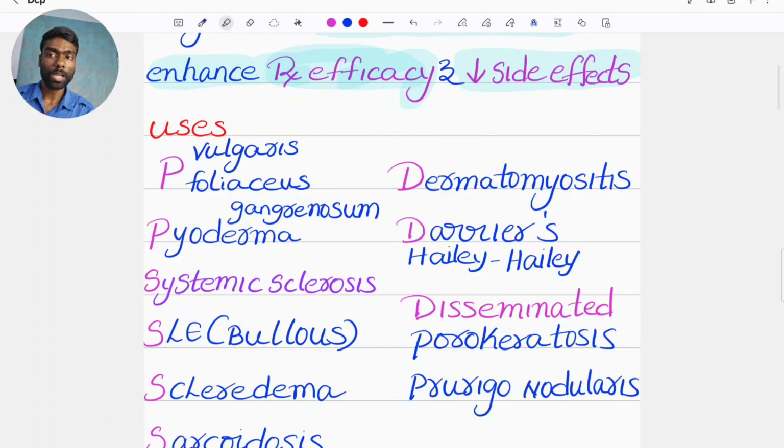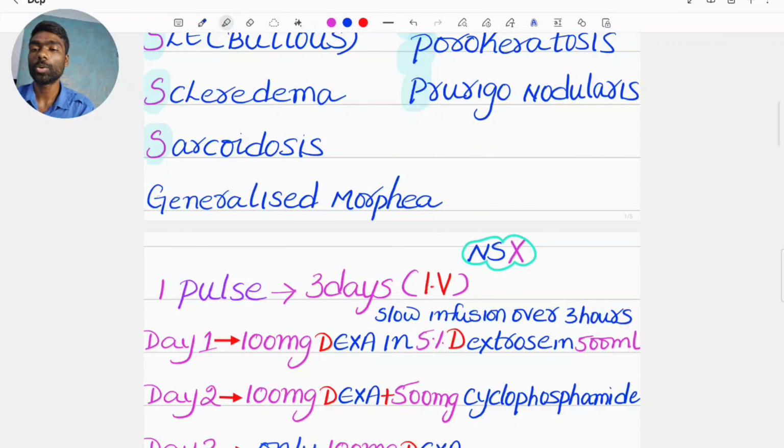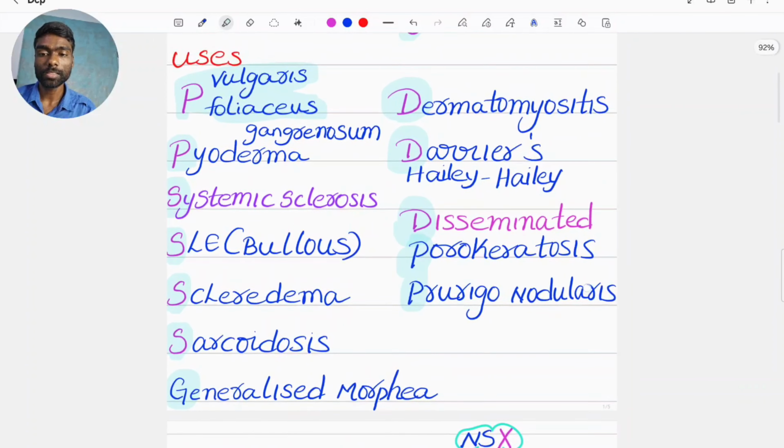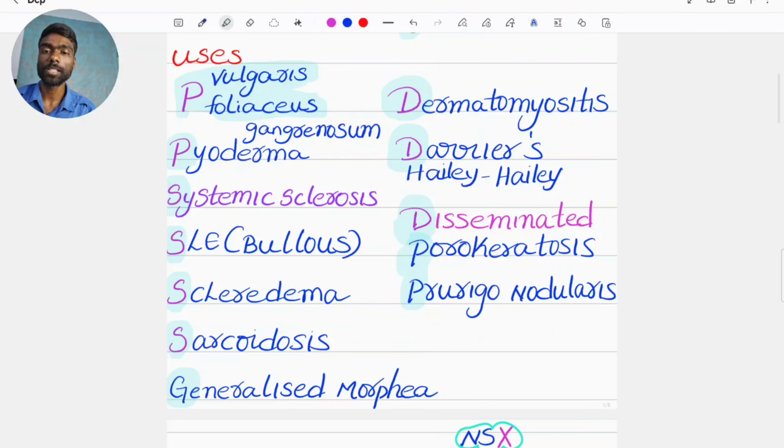Where is this dexamethasone cyclophosphamide pulse used? In pemphigus vulgaris, mainly pemphigus foliaceus, pyoderma gangrenosum, systemic sclerosis, SLE, mainly bullous SLE, scleroderma, sarcoidosis, dermatomyositis, Darier's disease, Hailey-Hailey disease, disseminated porokeratosis, prurigo nodularis, generalized morphea. These are all the conditions where DCP pulse is used.